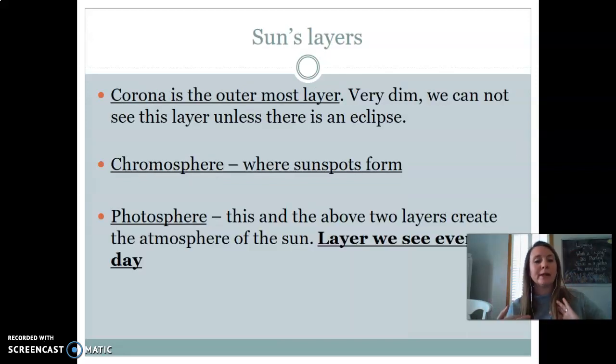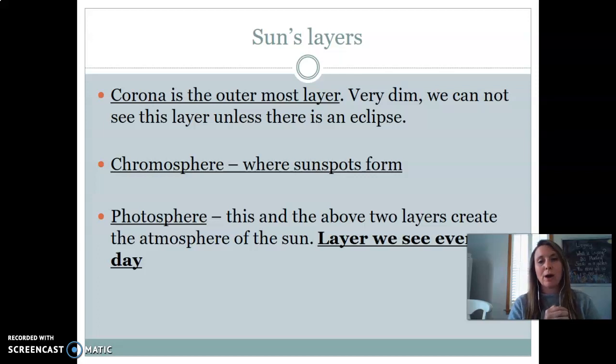So the Sun's layers, there's several of them that we're going to go through, and I'm going to start from the outermost layer and work my way in. I'm talking about the atmosphere of the Sun, if you want to think about it with these three layers. The first one is the corona, poorly named at the time, which is the outermost layer.